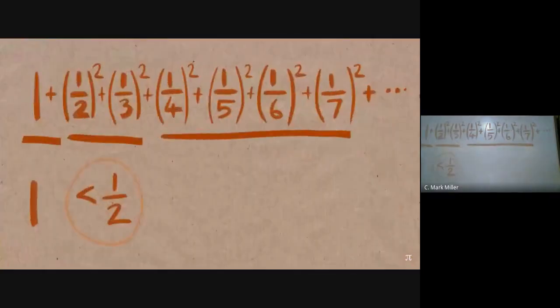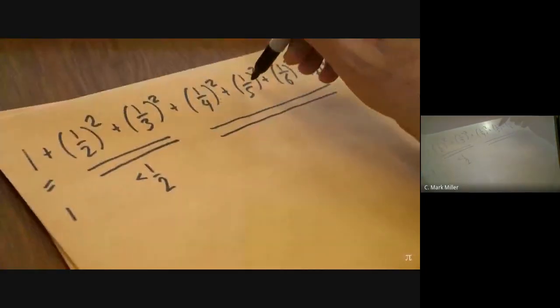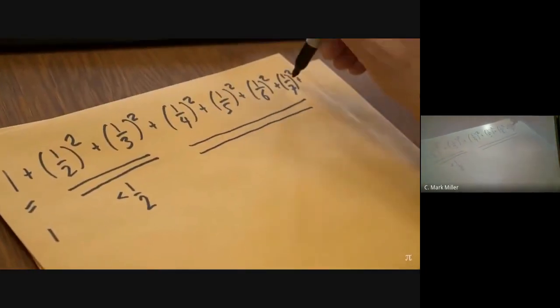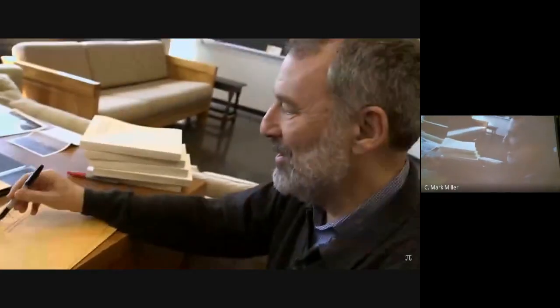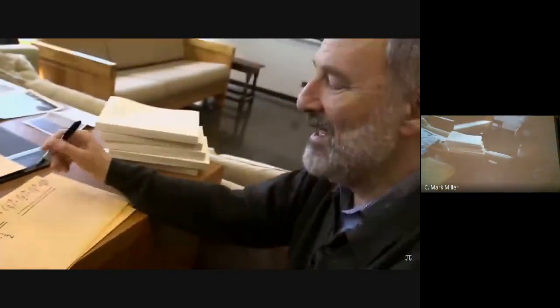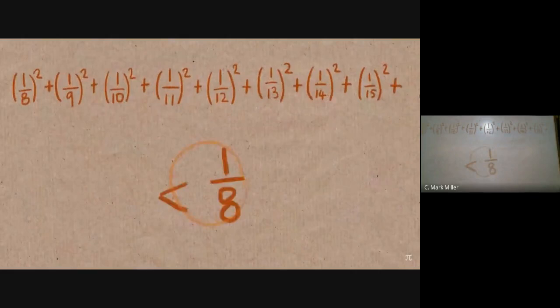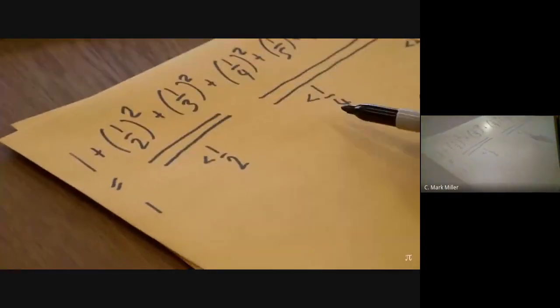Here they are. They're all 1/4 squared or smaller. So they're smaller than 1/4 squared plus 1/4 squared plus 1/4 squared plus 1/4 squared. There are four terms there, and so these guys together are no bigger than 4 times 1/4 squared. That's 4 times 1/4 times 1/4, and that's 1/4. So this whole thing is less than 1/4. If I looked at the next 8 terms and played the same game, I would find that that's less than 1/8, and so on. So now look, if I go out to a gazillion terms, I'm guaranteed that what I've got is less than 1 plus 1/2 plus 1/4 plus 1/8 plus 1/16 plus something or other.